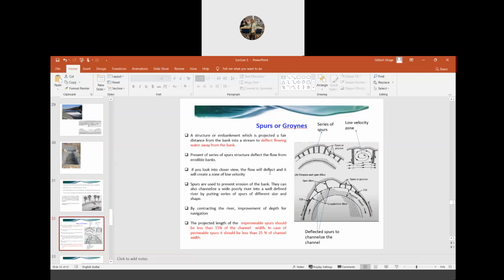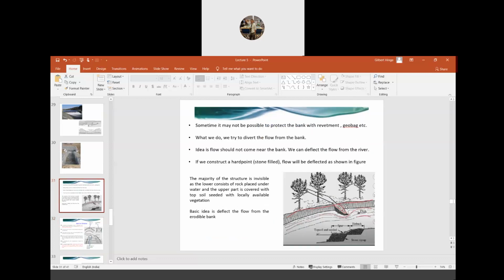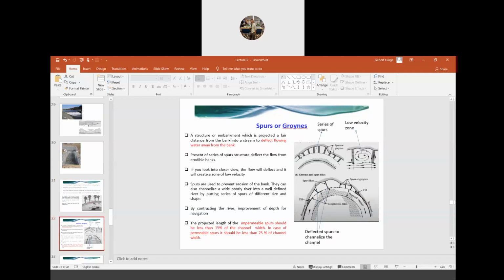Sometimes we not only place a single spur here because sometimes we want to protect this entire bank. So what we do, we place a series of spurs. You see here, suppose we want to protect this entire bank, so we place a series of spurs like this. So these spurs will deflect the water and will prevent this bank from being eroded.